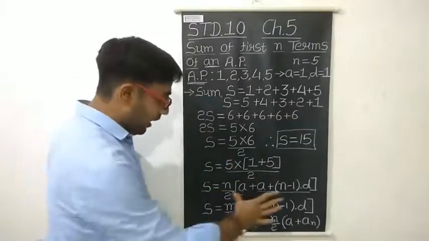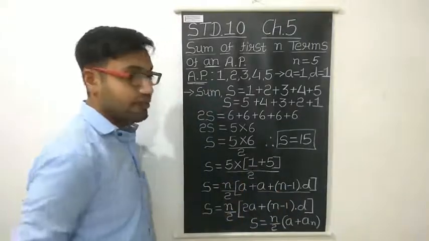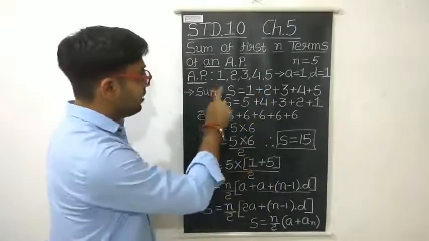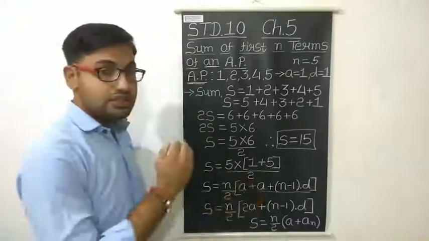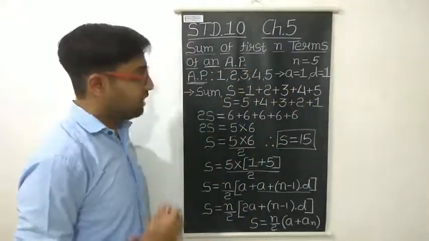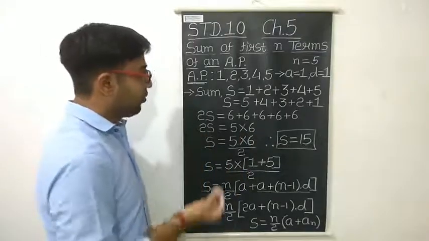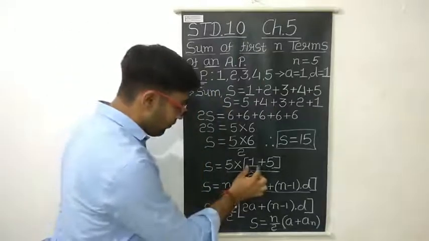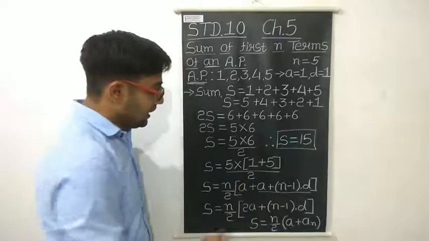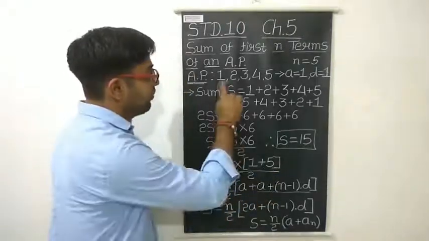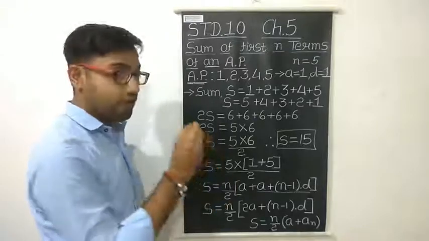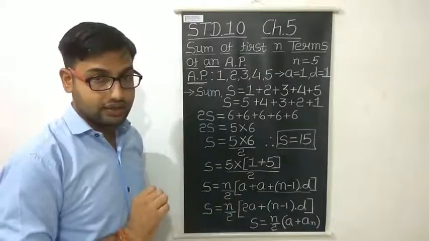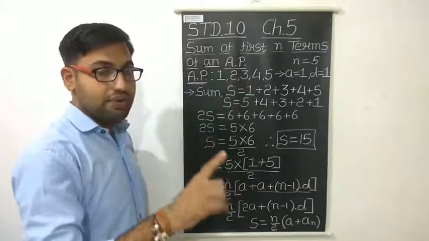Now in the bracket, what is 1 plus 5? This is the value of the AP: 1 is the value of the first term and 5 is the value of the last term. Last term means the fifth term. Now according to the formula, we can write the first term as A, so instead of 1 we put A. Instead of 5, what can we put? 5 is the value of the fifth term. We can write the fifth term as A plus 4D, right? Or A plus n minus 1 into D.